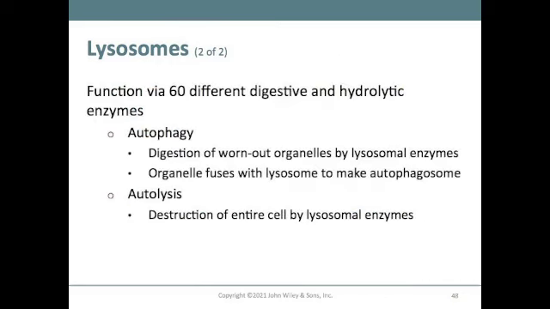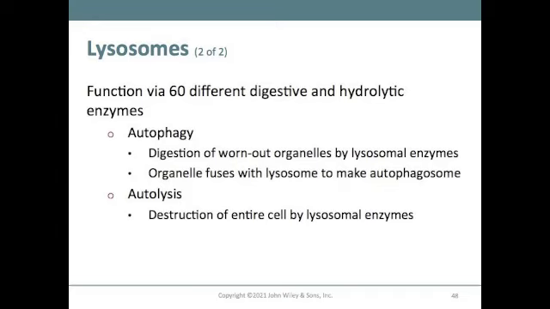Moving on to the next slide, lysosomal enzymes help recycle worn-out cell structures. A lysosome can engulf another organelle, digest it, and return the digestive components to the cytosol for reuse. In this way, old organelles are continually replaced. The process by which the entire worn-out organelles are digested is called autophagy.